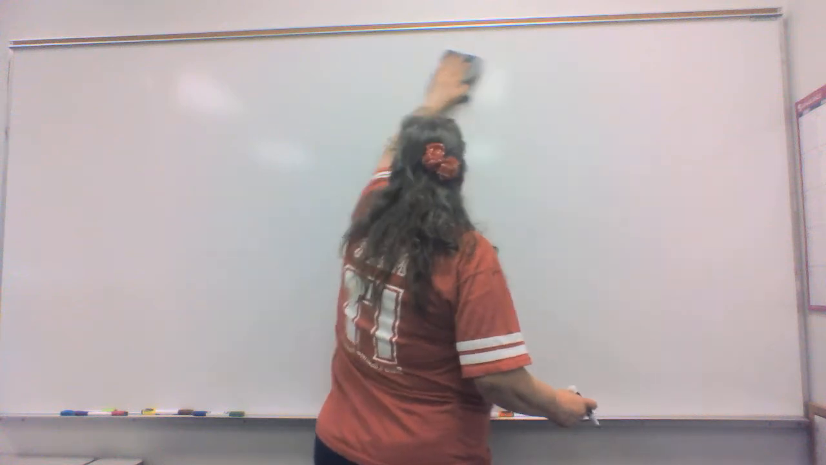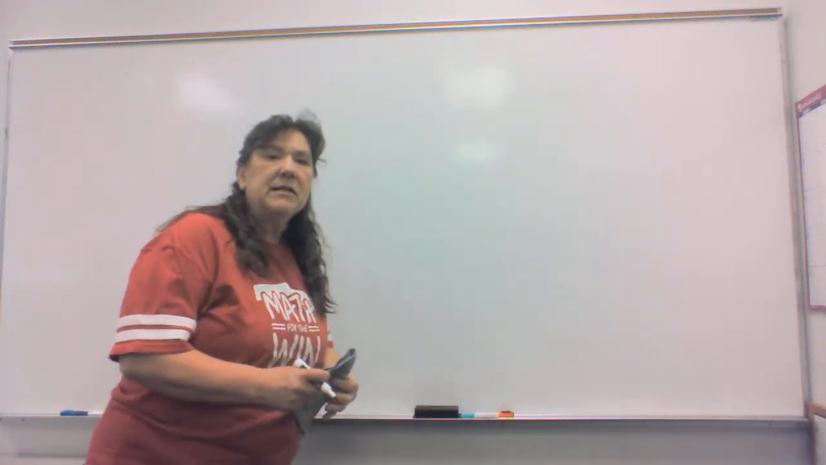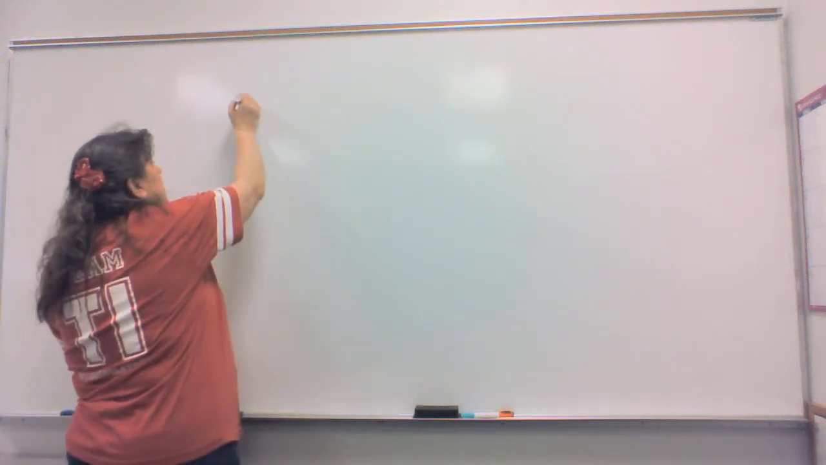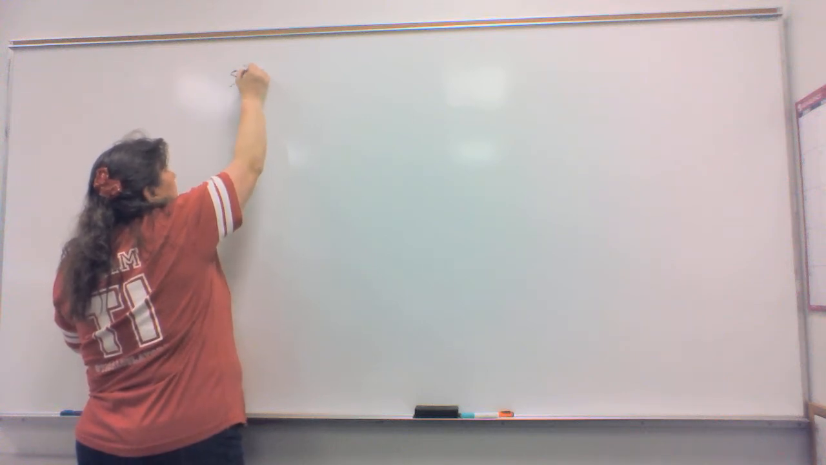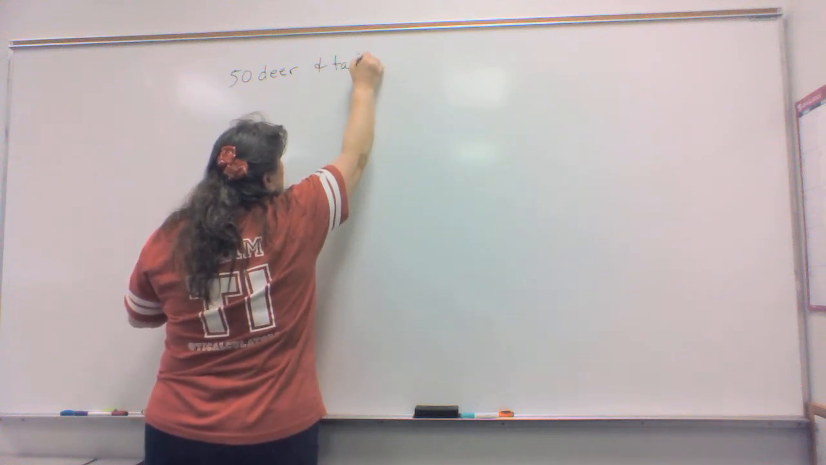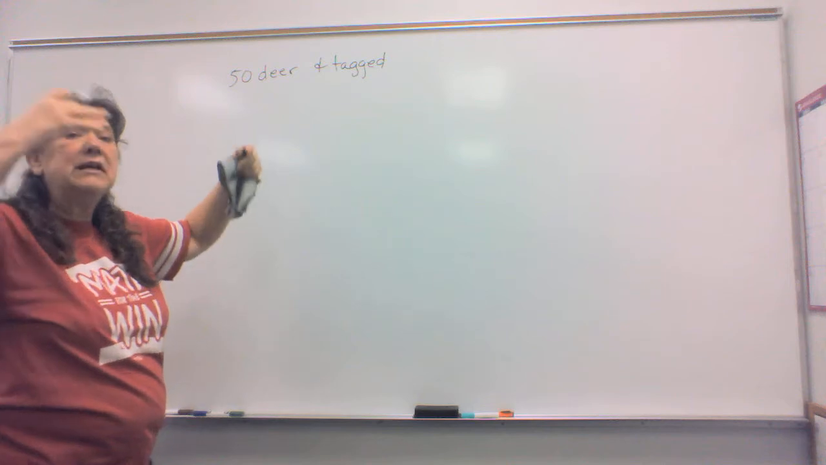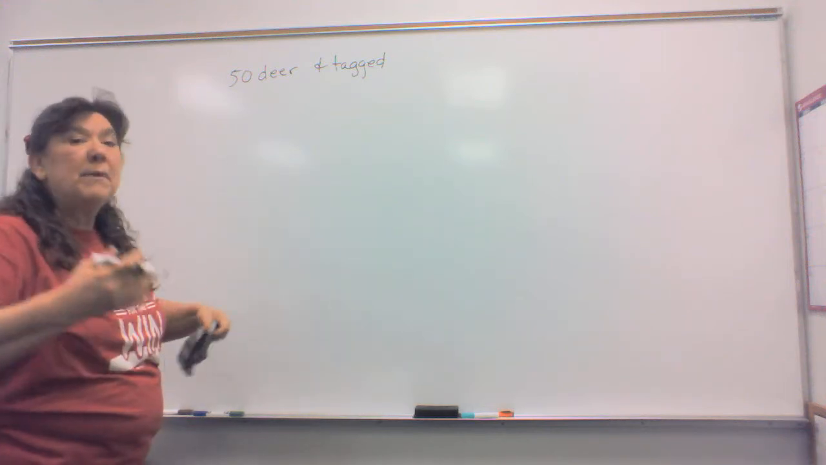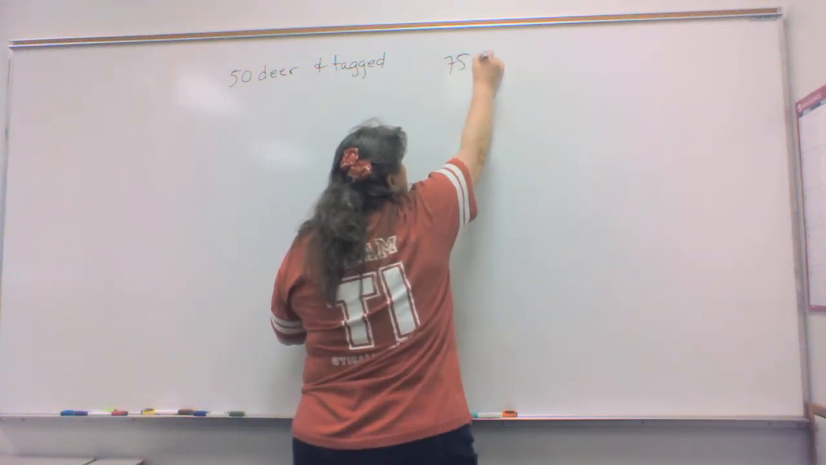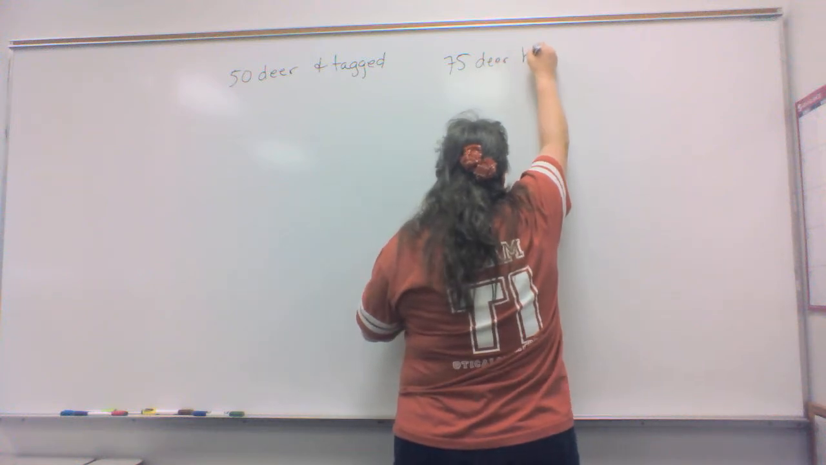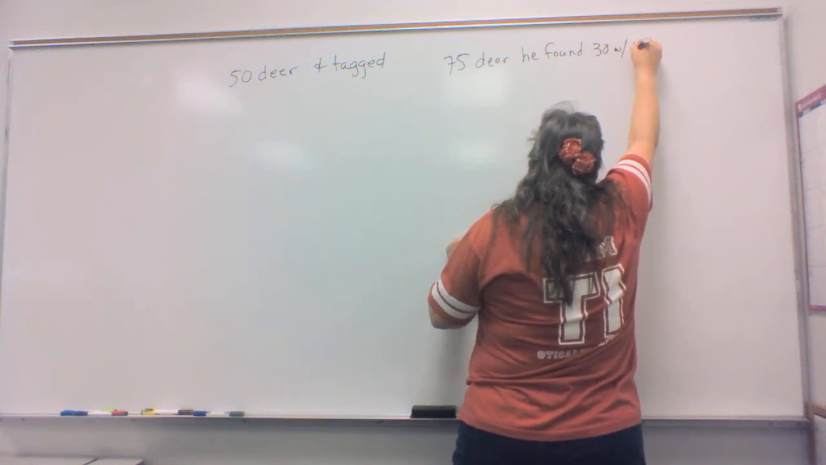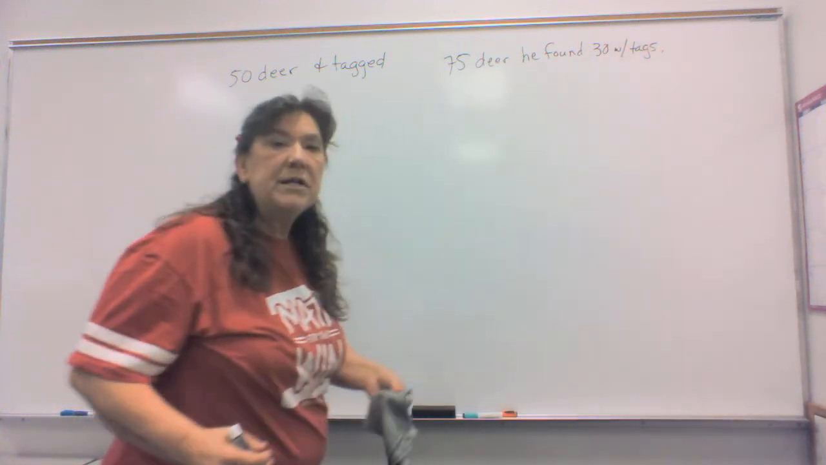The park ranger went out to check on the wildlife, and he tagged a whole bunch of them. He caught 50 deer and tagged those 50 deer. That means it was 50 deer out of the entire population of deer. About a month later, he went out and caught 75 deer. And among those 75 deer he caught, he found 30 with tags. So, knowing this, we can now calculate what is our total population.